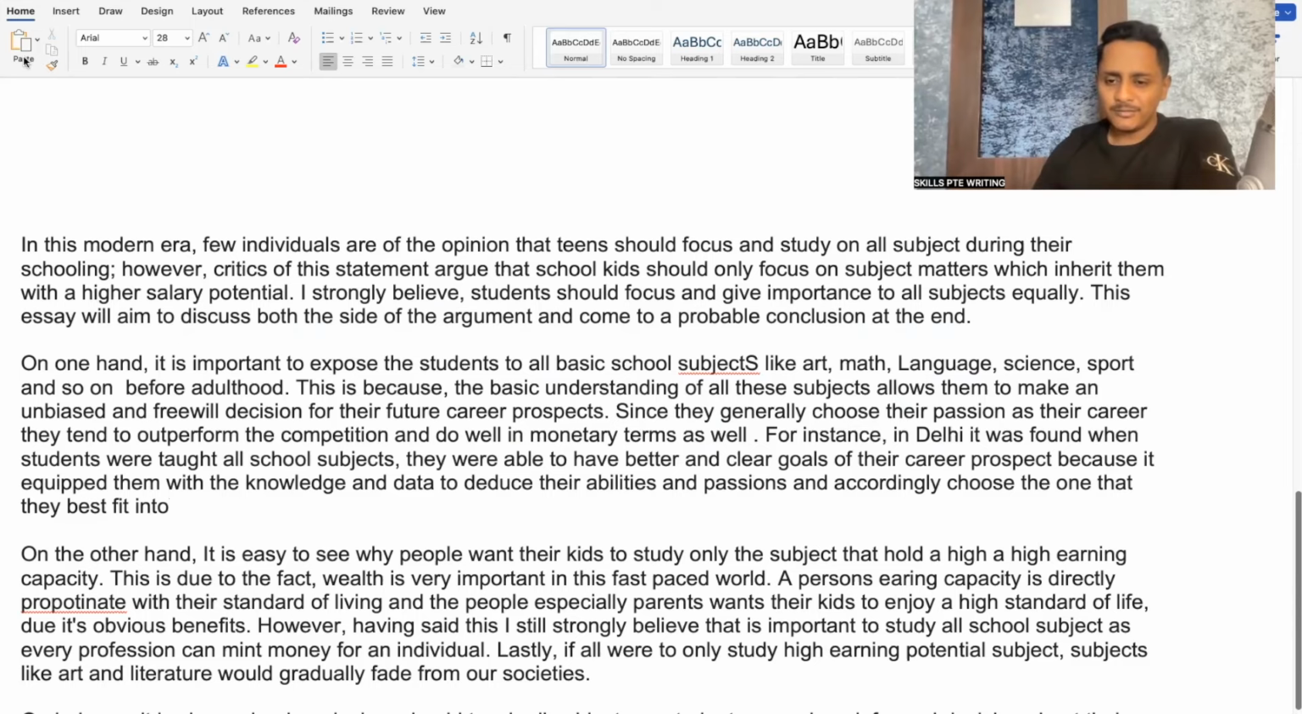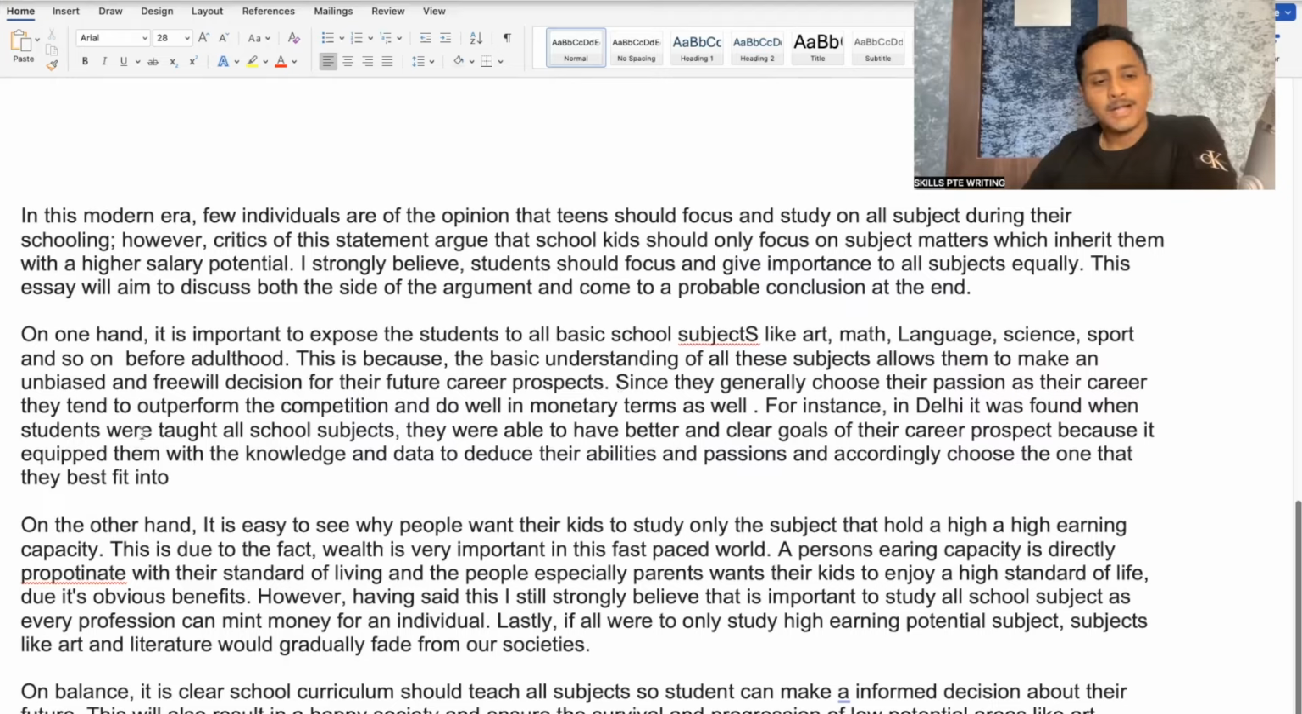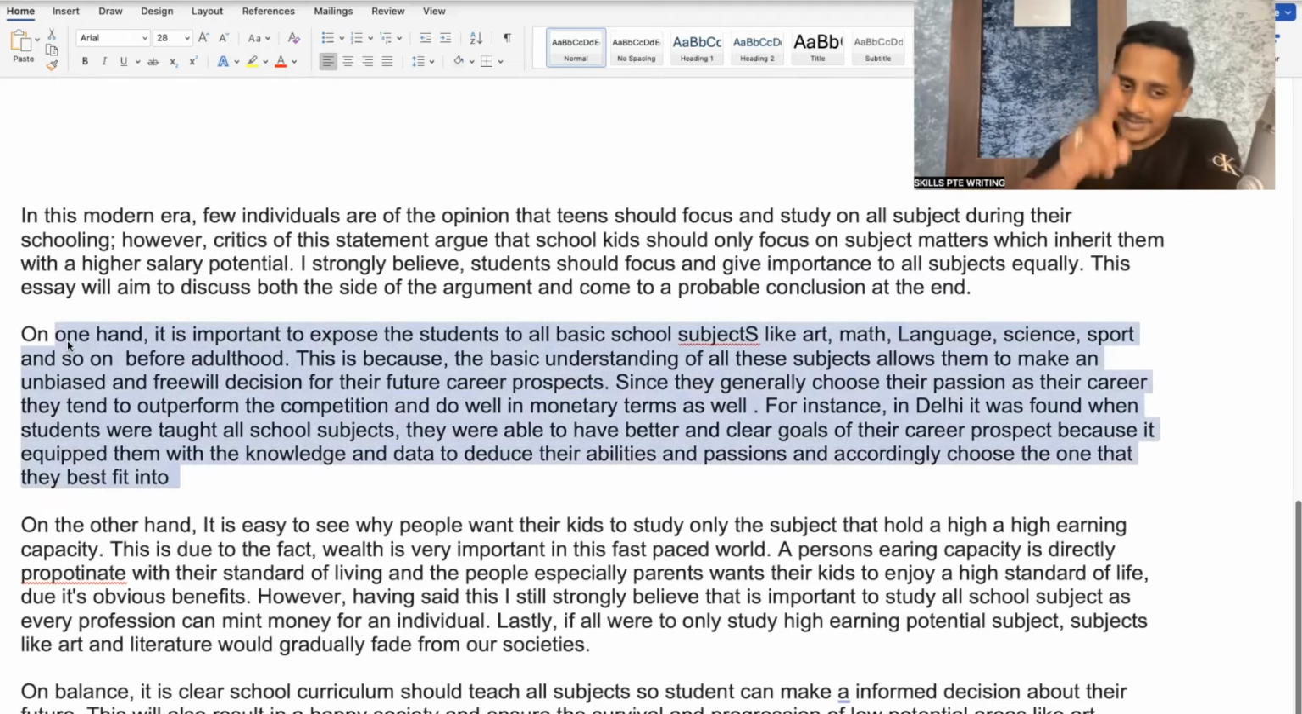Probably this you could have: when students were taught, they were able to have better clear goals for their career prospects. Full stop. This implies, this refers to the fact that you could have put it in a different way. No word limit, don't worry. 250 minimum you write, 300, 320 is ideal. Write more, it's totally fine. Otherwise, still a very good write-up, except for the spelling of career.